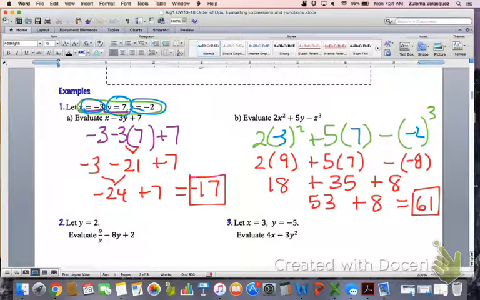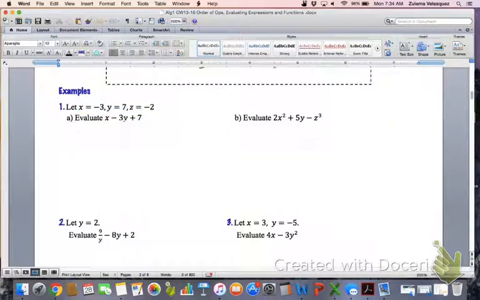So here are my first 2 answers for number 1A and B. Let's go ahead and move on to the second set of examples.